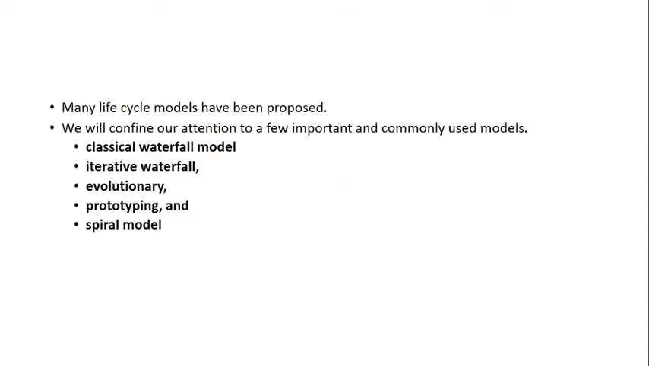Now, we'll be referring to many models in software development. But the question arises, why so many models? Why not one? When the activities are the same, we must follow one model. Why are we having the classical waterfall model, then iterative waterfall, evolutionary prototyping, spiral, then we'll be doing the RAD model, RUP model, V&V model? Why so many models?